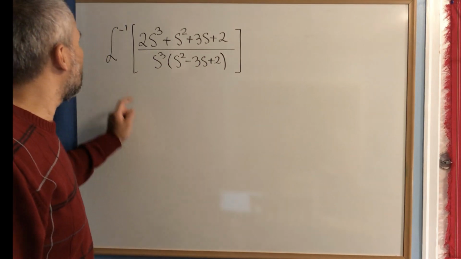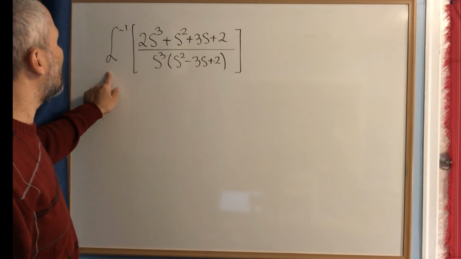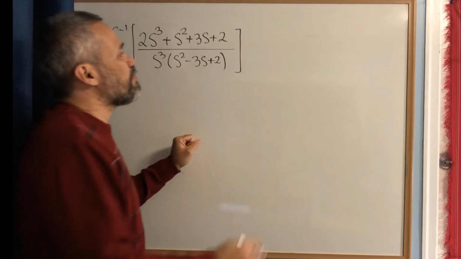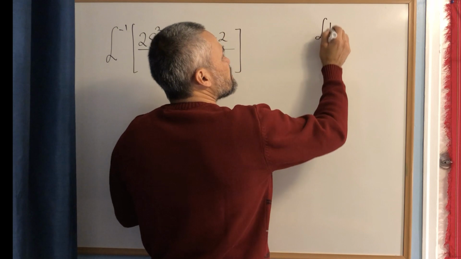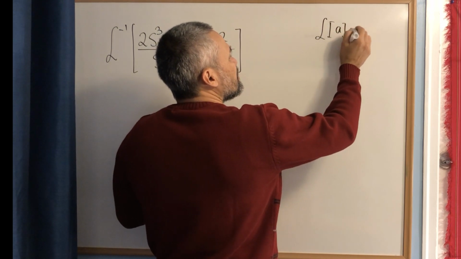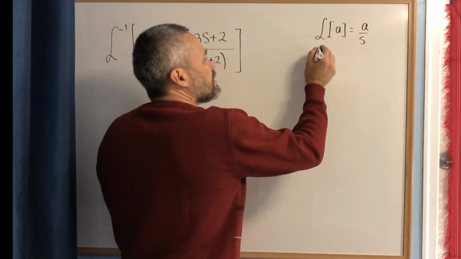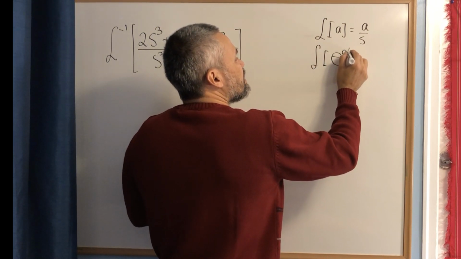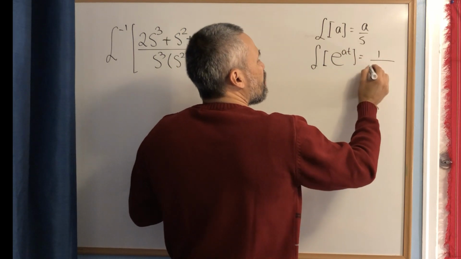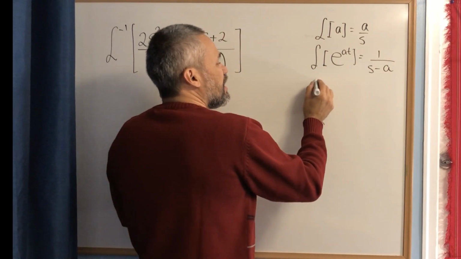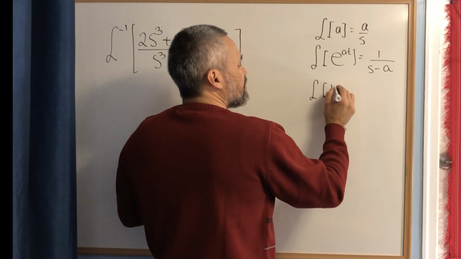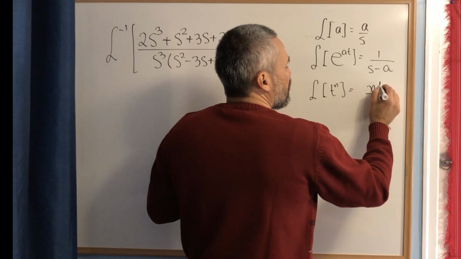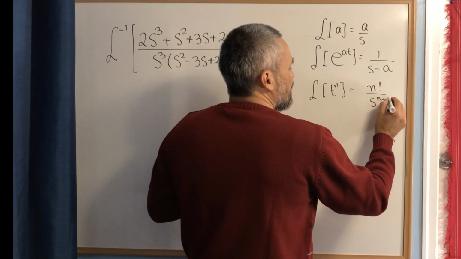Okay, in this video, I will explain how to compute the Laplace transform inverse of this function. Let me remind you that we already know that the Laplace transform of a constant function a is a over s. The Laplace transform of e to the at is 1 over s minus a, and the Laplace transform of t to the n is n factorial over s to the n plus 1.